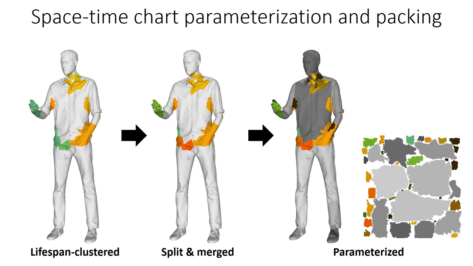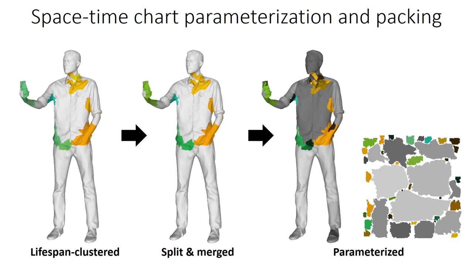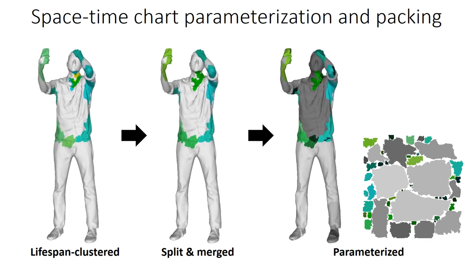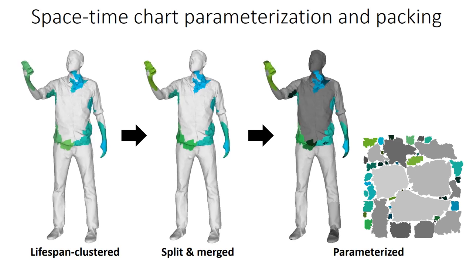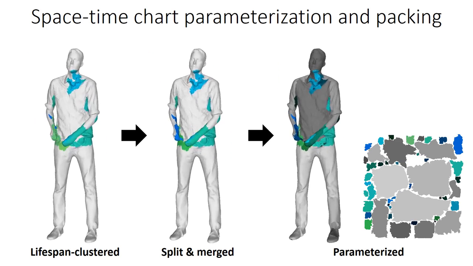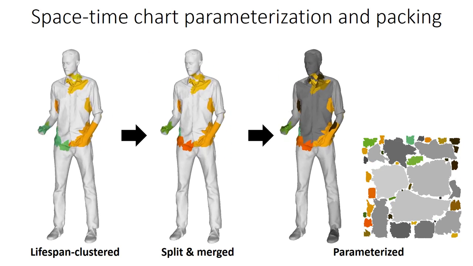Lastly, we leverage the coherence to define a texture video atlas. Starting with triangles grouped based on their temporal lifespan, we split and merge groups of triangles in space and time to obtain more coherent charts, and then we parameterize the charts into 3D and pack them into a texture volume.